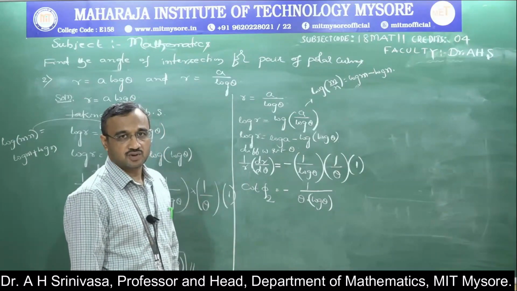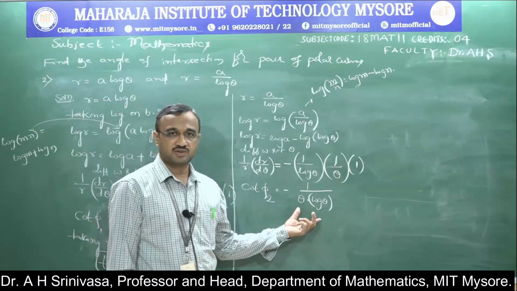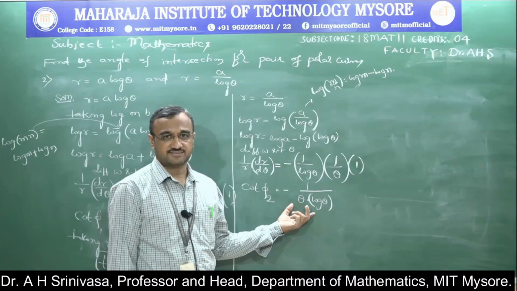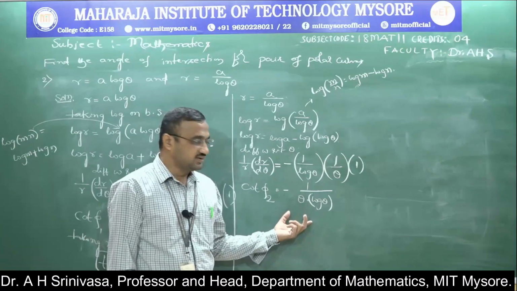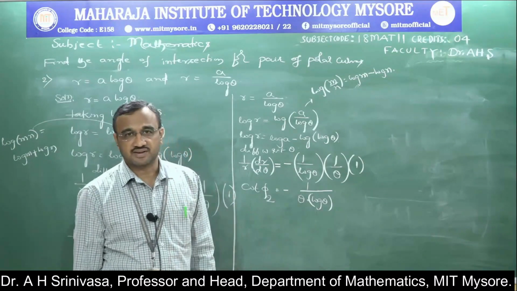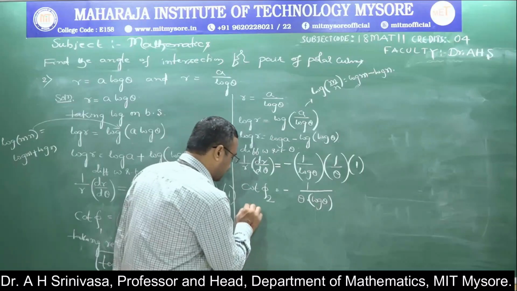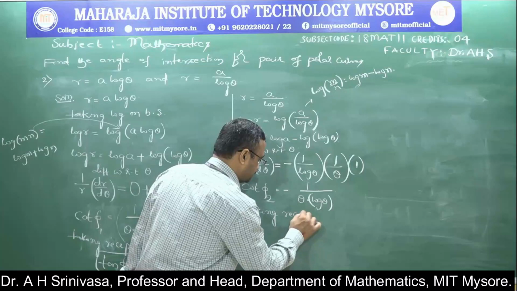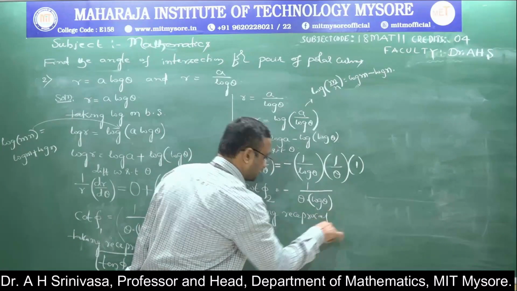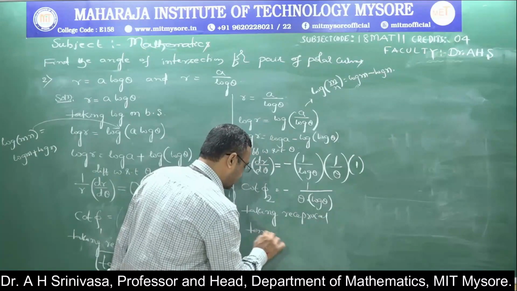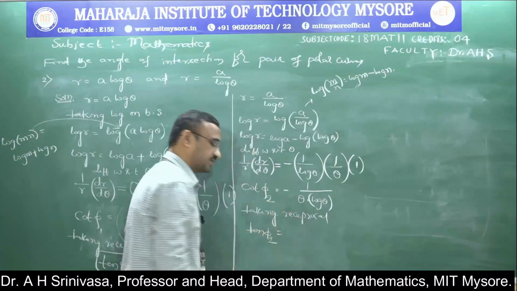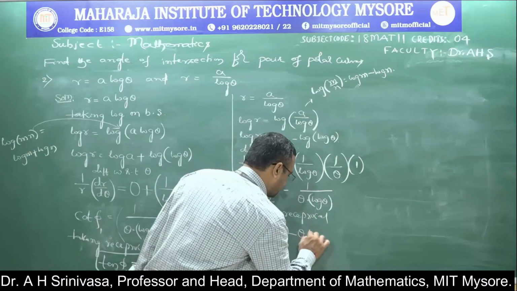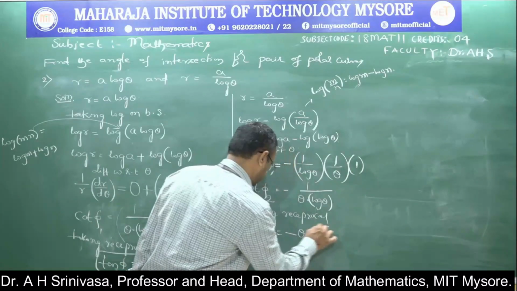Now take the reciprocal, because here also it is not possible to extract the value of phi. So that's why we are going to convert in terms of tan. Taking the reciprocal, this becomes tan phi 2, which should be equal to minus theta into log theta.